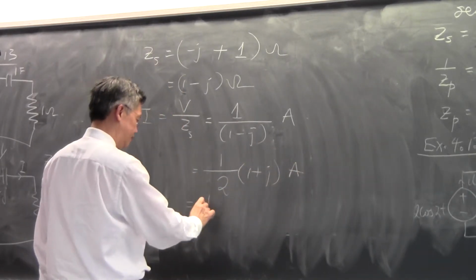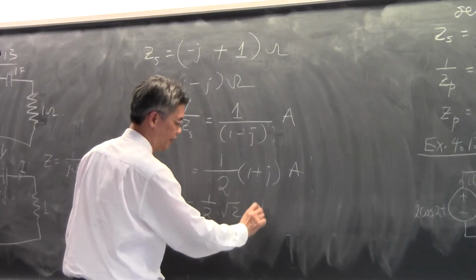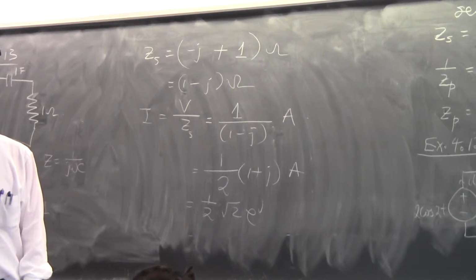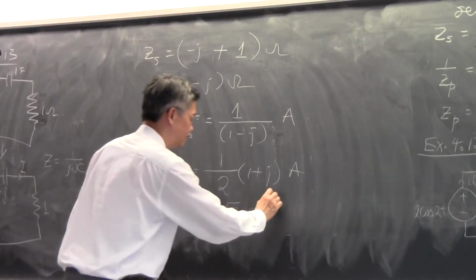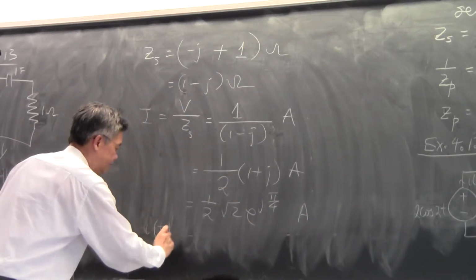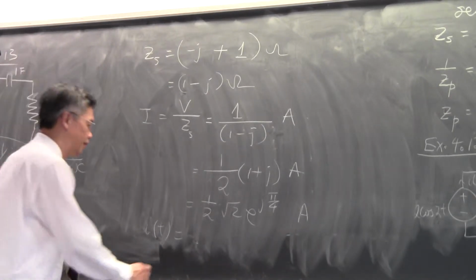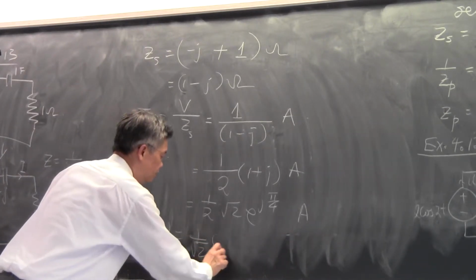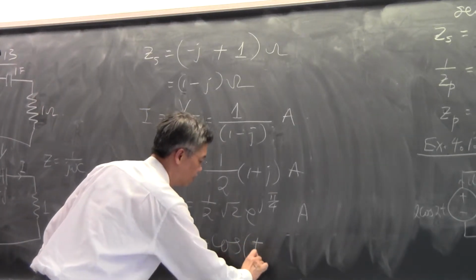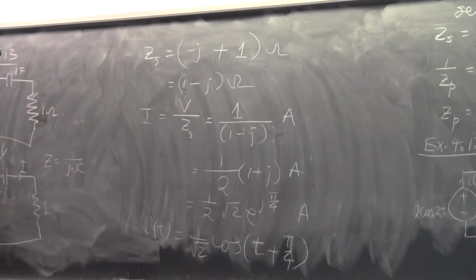And then if I take the magnitude and phase of this, it will be root 2 e to the j, what is the angle that you see? Pi over 4, okay? Amps. And then you figure out what i(t) is. You take e to the j omega t, and taking its real part, cos of t plus pi over 4, with omega equals 1. Okay, that is what i(t) should be.